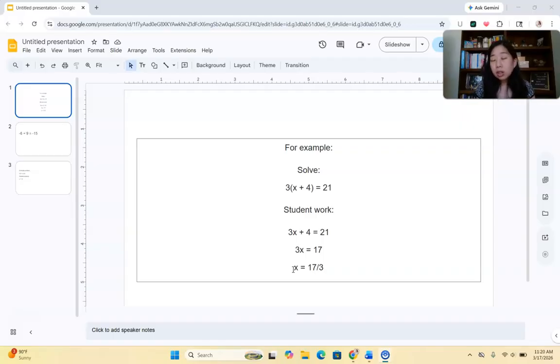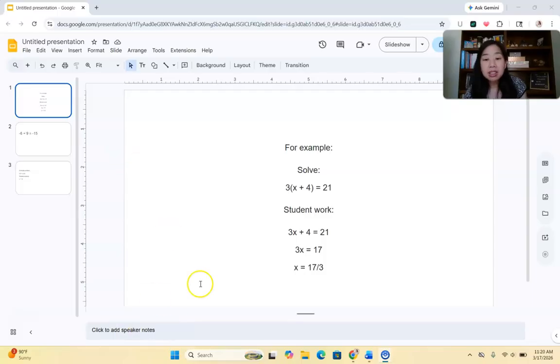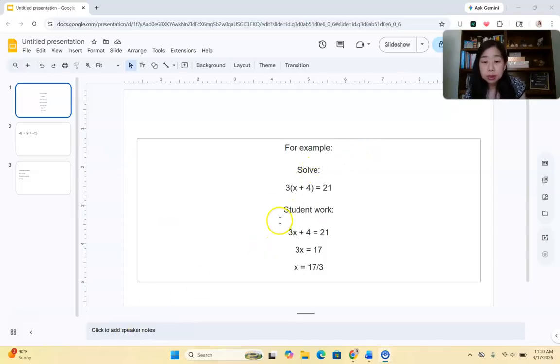Students can work with a partner or they can work on their own, however way you want to organize this, to analyze the mistake. The shift focuses from I need to get the right answer to actually understanding the math. And we can see here that the student forgot to distribute the 3 to the 4, right?